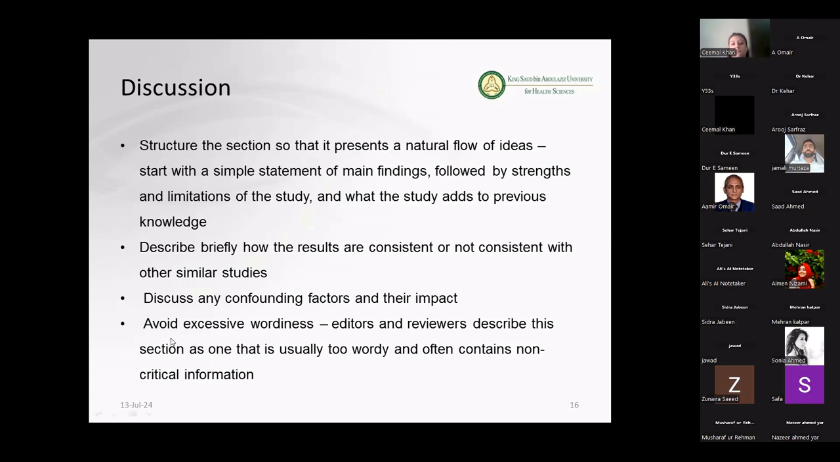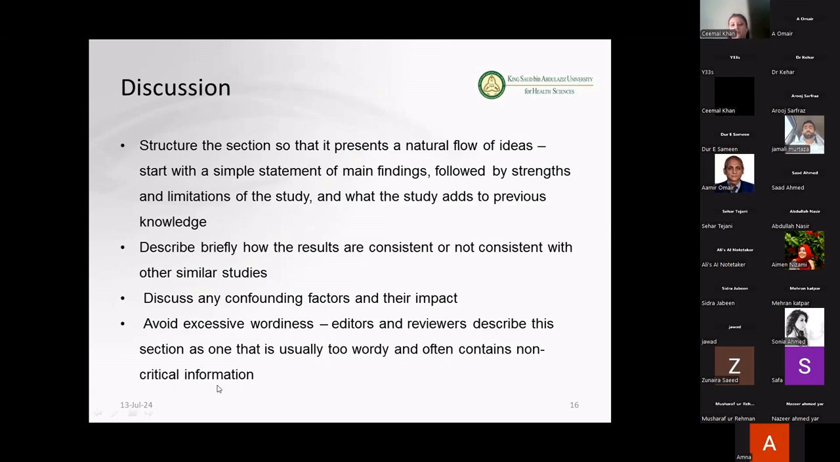Finally, as I mentioned, avoid excessive wordiness, right? So don't use information based on your own experience or your own opinion. Try to avoid that. If you are doing that, mention that clearly. Differentiate your opinion from your inference of the article.